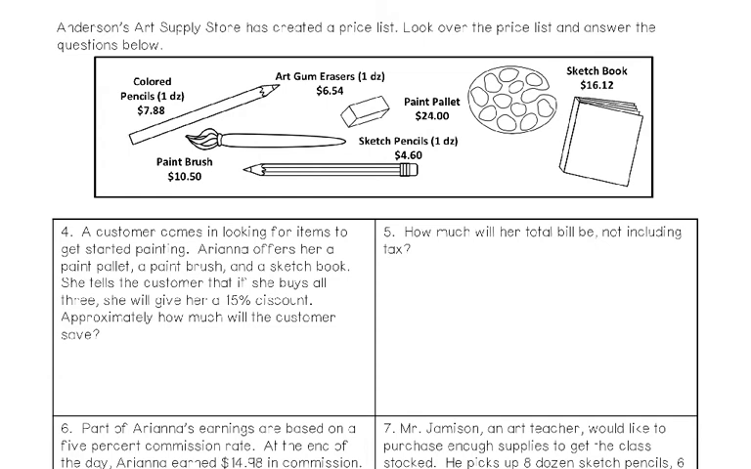So this is another example of a real life situation because we have price lists for each of these items in this art supply store. So we're going to look over the price list for all of these items, and then we're going to answer some of the questions about them. So number 4 says a customer comes in looking for items to get started painting. Ariana offers a paint palette, a paintbrush, and a sketchbook. She tells the customer that if she buys all three, she'll give her a 15% discount.